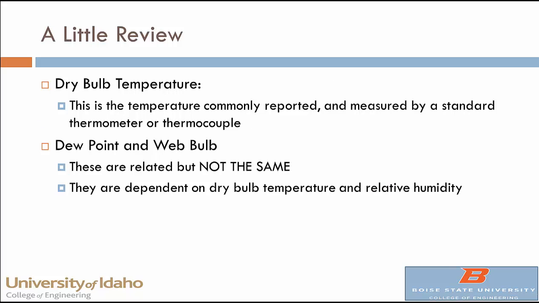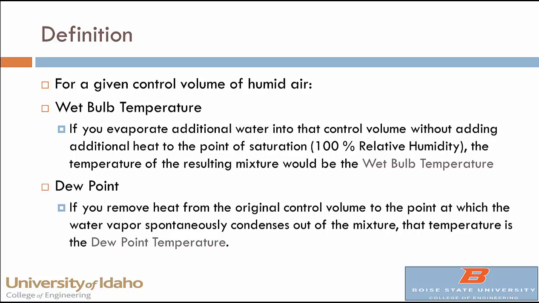So dry bulb temperature is the temperature we think about, right? When the weatherman reports the weather on the news, when we measure something with an IR gun, or just a thermometer in the air, we are reporting the dry bulb temperature. There are two other temperatures associated with air, related to the dry bulb and the relative humidity, and they're called dew point and wet bulb. The most important thing to remember is that they're not the same thing. They're very different. And we'll spend a few minutes talking about those differences.